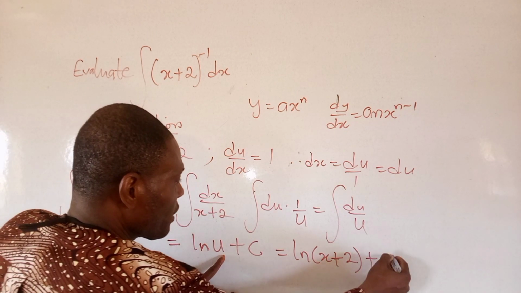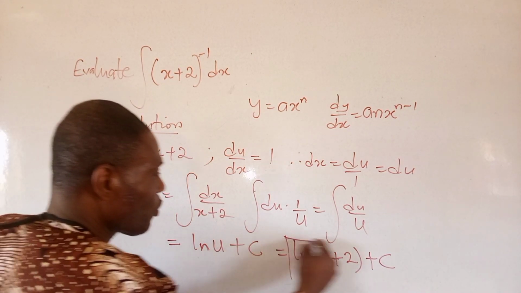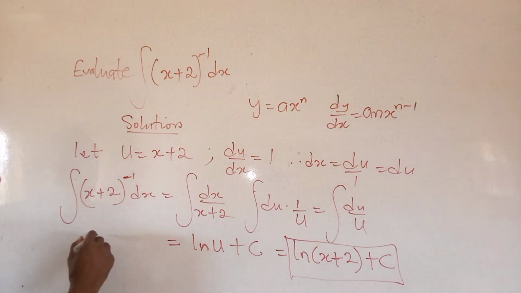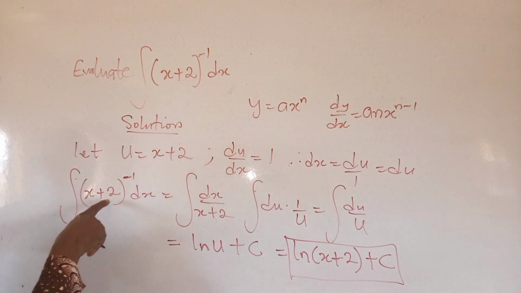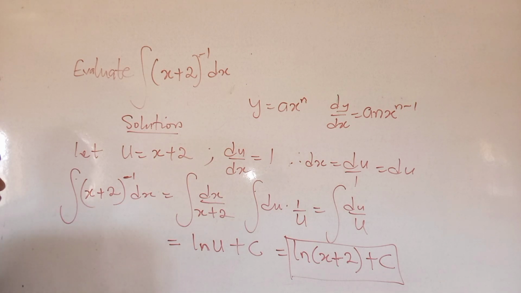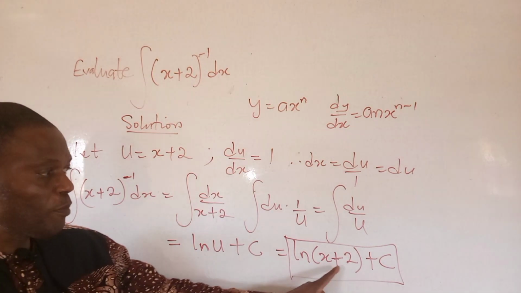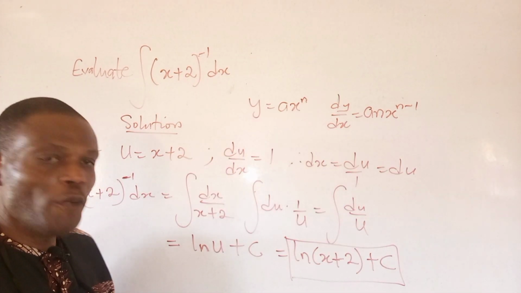Replacing that u with x plus 2, we now have ln x plus 2 plus c. This is the solution of the integral of x plus 2 raised to power minus 1 dx. This is the value, ln x plus 2 plus c. I hope that is clear.